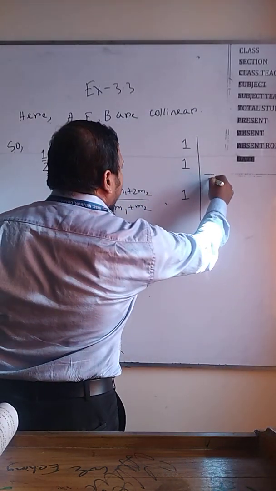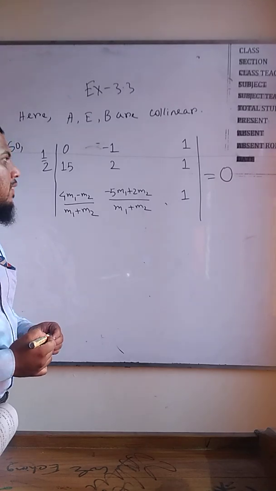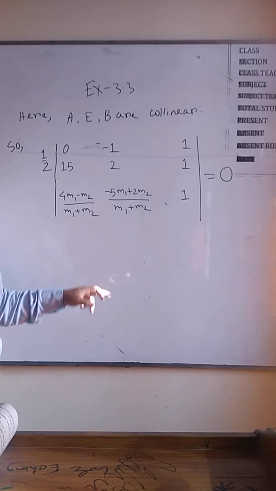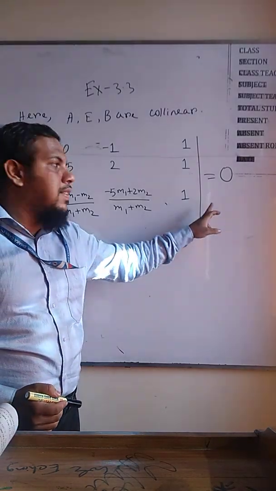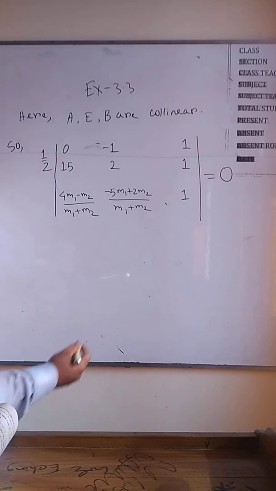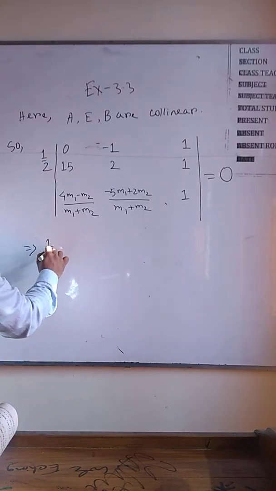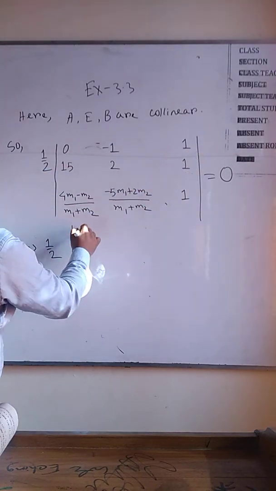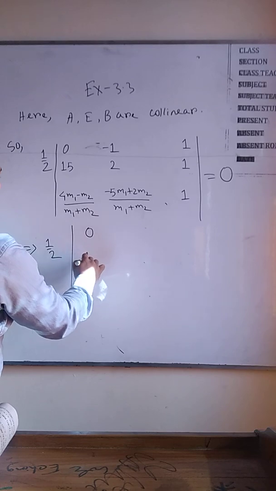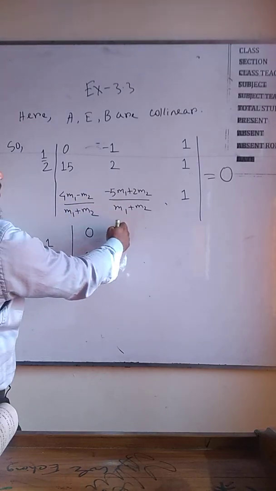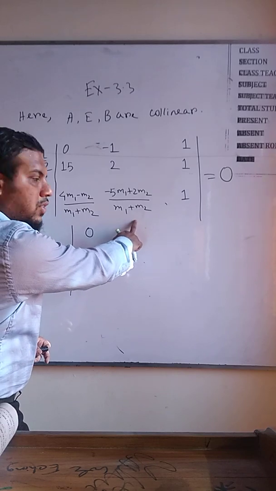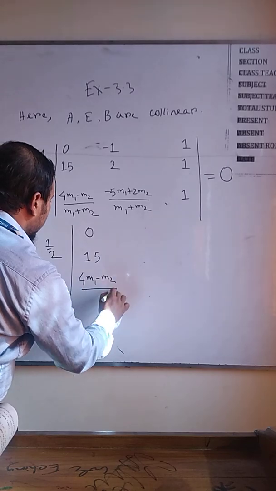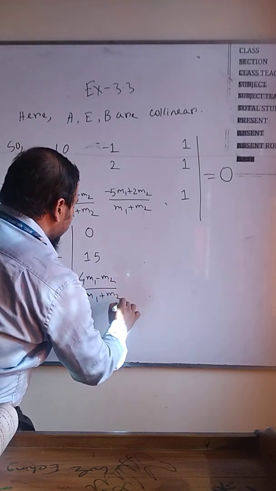And yes, the area is 0, as these 3 points are collinear: 0, minus 1, 15, 2, and E. They are collinear, so that means their area is 0. Now it will be half, and I am making the column operation. It is 0, 15 as second column plus third column for changed second column. So it is 15 and it is (4m1 minus m2) divided by (m1 plus m2).